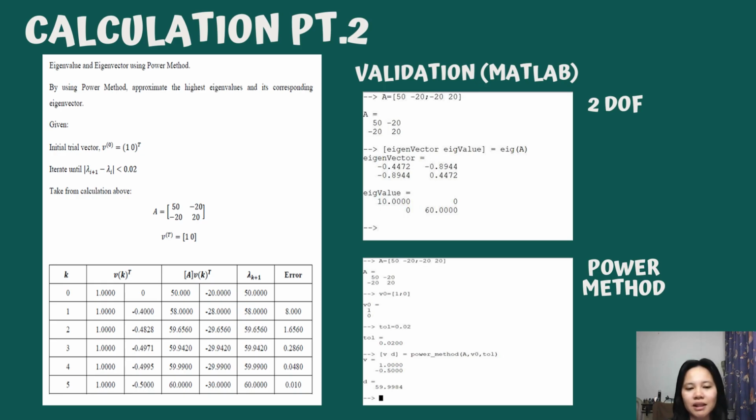Okay, as we can see from the validation of MATLAB, the 2DOF and our method have the same highest value of lambda, which is 60. So we can conclude that the highest value for lambda is 60 for both methods.